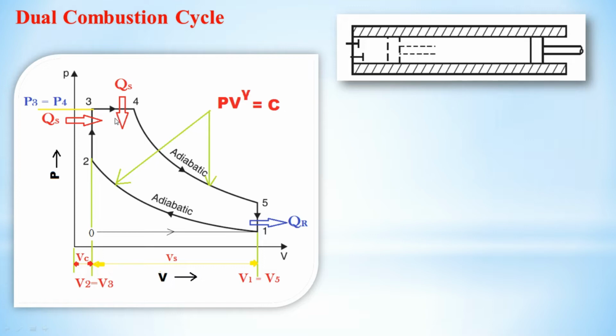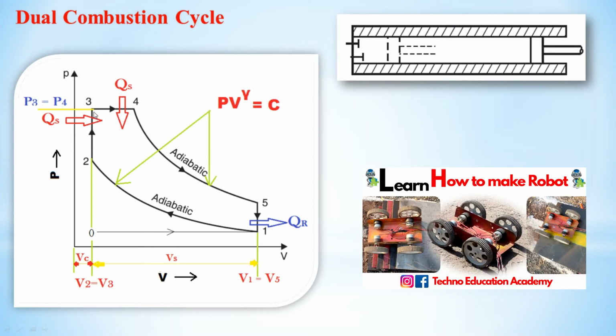So in the dual combustion cycle, we partially supply the heat at constant volume, and the remaining heat we supply at constant pressure. So here we supply the heat energy in two ways, at constant volume and constant pressure. So it is called the dual combustion cycle, because partially we supply the heat at constant volume and partially at constant pressure.